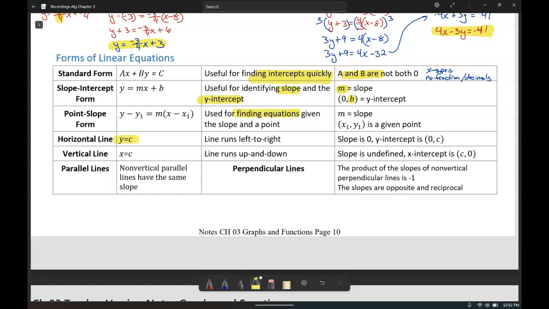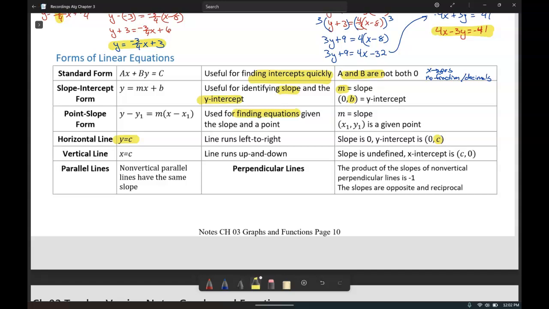Horizontal lines are always going to be y equals some constant, where the constant is the y value of the points that it runs through. The slope is going to be 0, and it has a y-intercept, but it will not have an x-intercept.